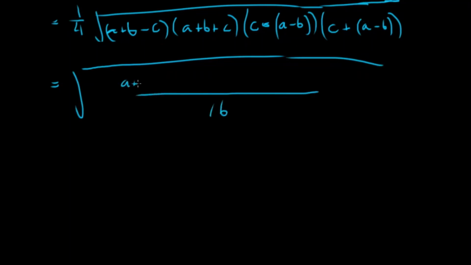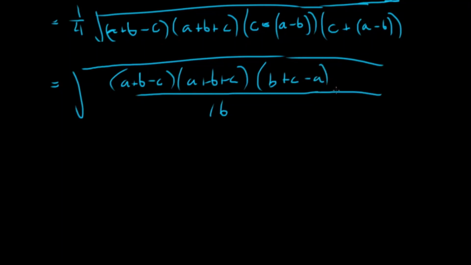I have an a plus b minus c. I have an a plus b plus c. I'm going to rewrite this as c plus b minus a. Better yet, I just like alphabetical order, so b plus c minus a. And then last but not least, I'm going to have an a plus c minus b. We are really close to this final formula, because this is really close to the semi-perimeter. If I had a plus b plus c here, then I'd be golden.